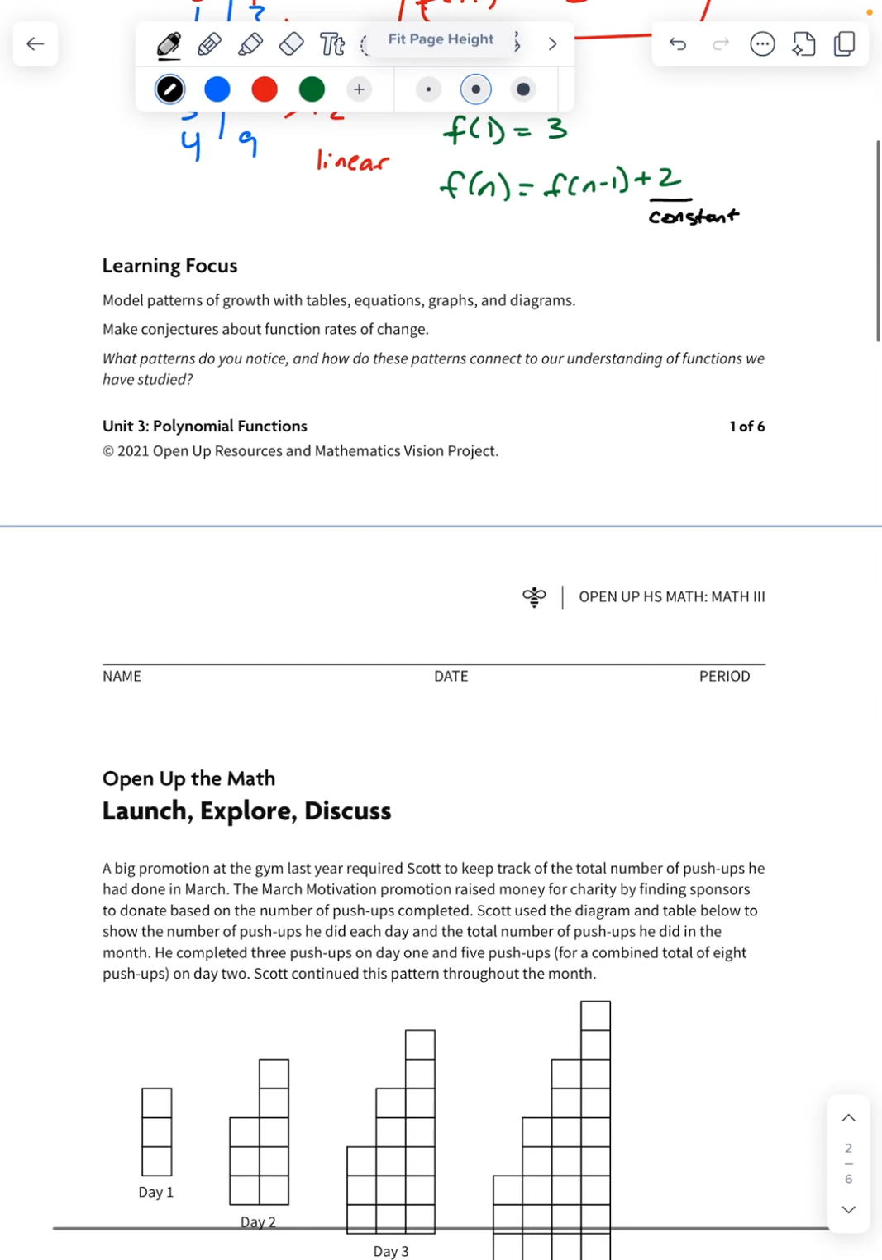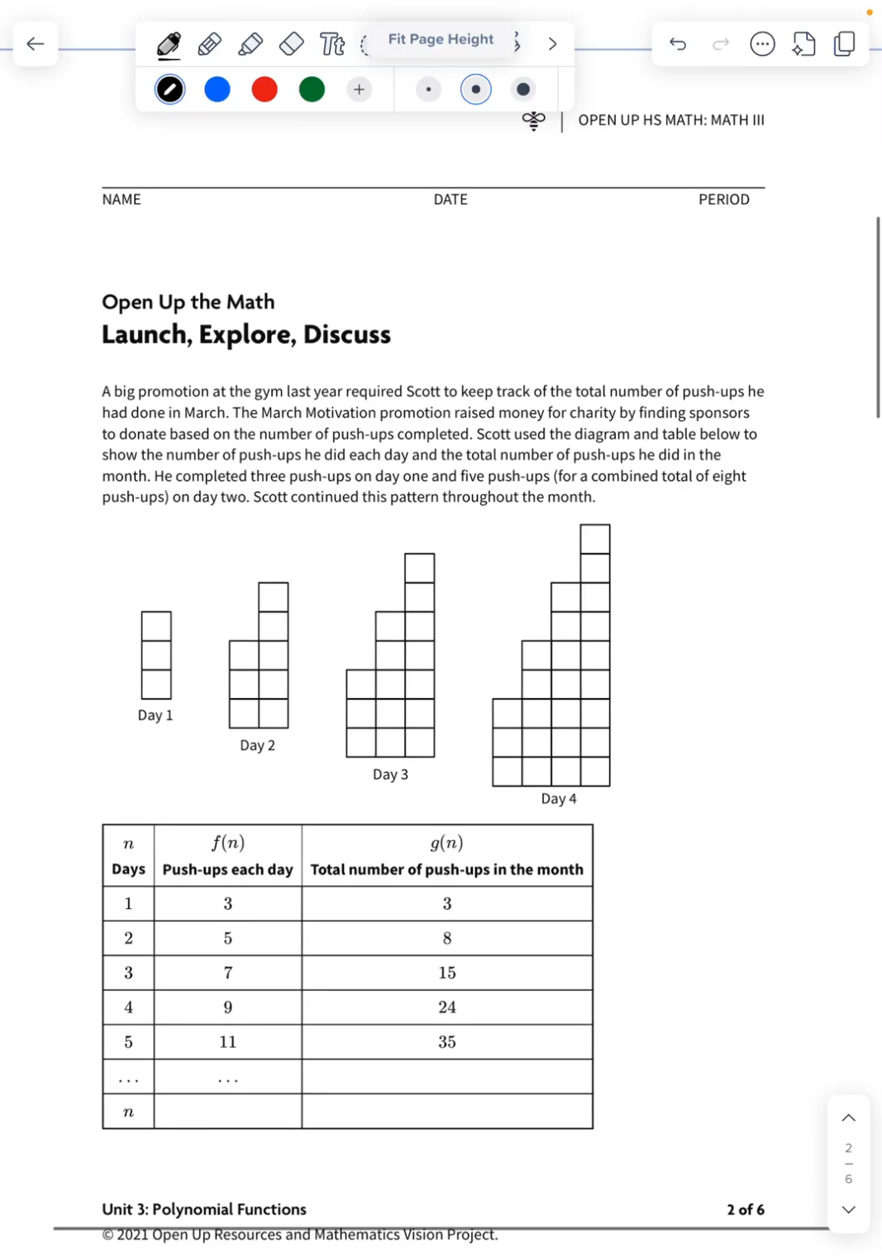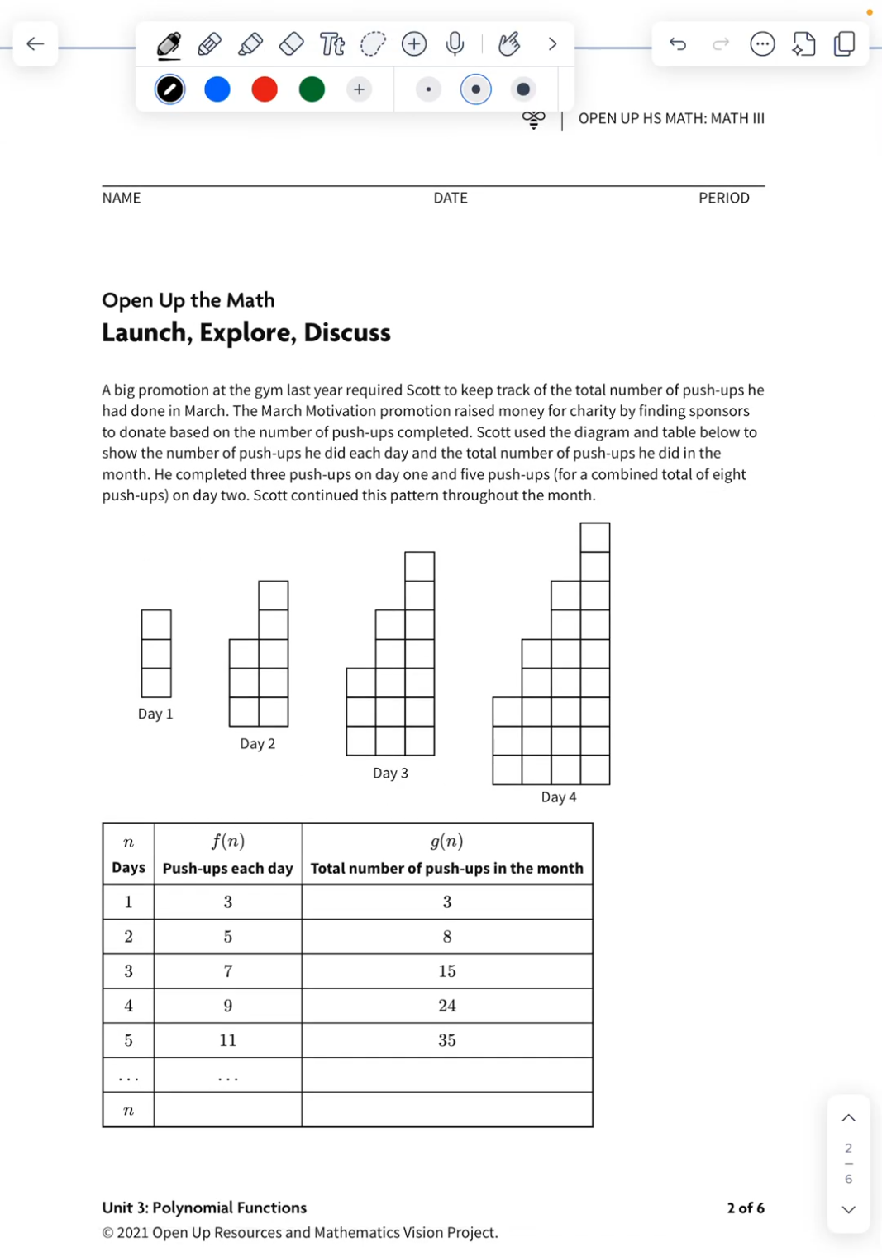Okay, so they obviously are going to get us a little bit different of a question here. This is a big promotion at the gym last year that required Scott to keep track of the total number of push-ups he had done in March. The March Motivation promotion raised money for charity by finding sponsors to donate based on the number of push-ups completed. Scott used the diagram and table below to show the number of push-ups he did each day and the total number of push-ups he did in the month.